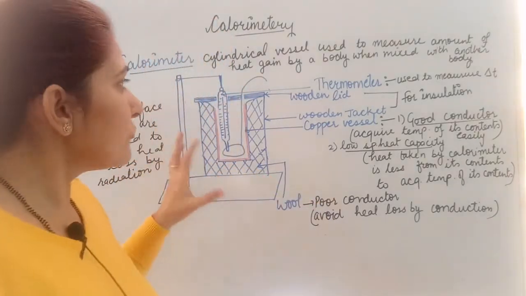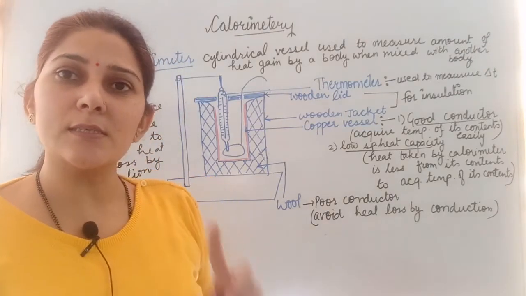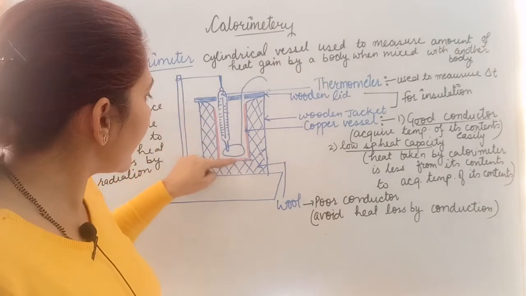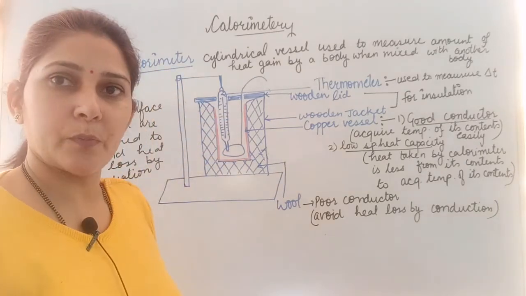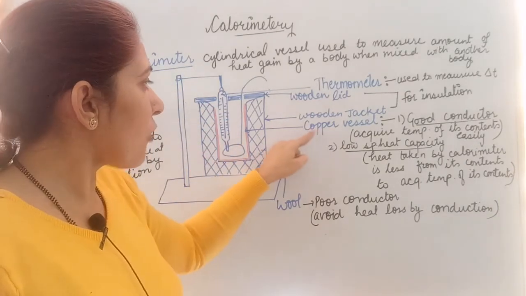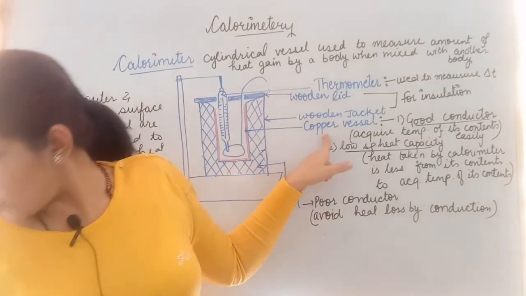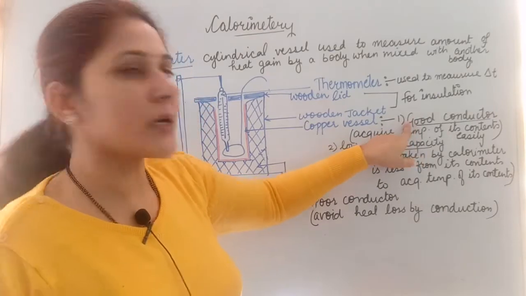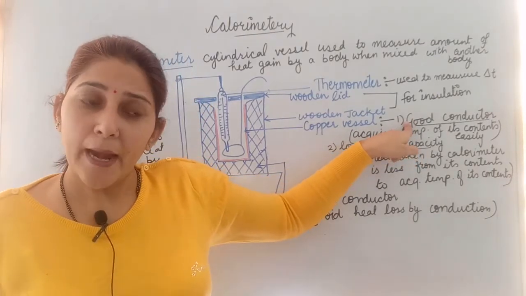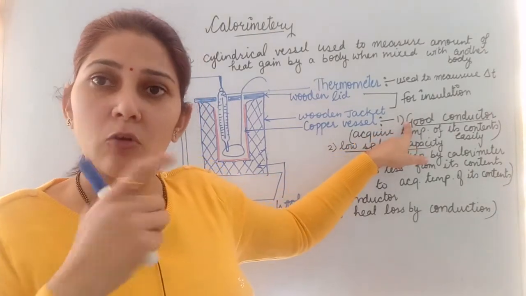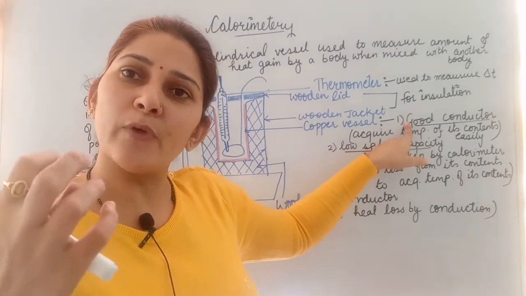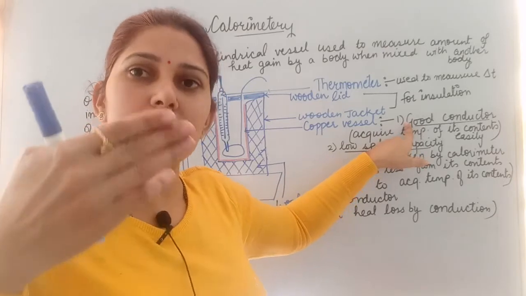Okay, so first of all, as I told you, calorimeter is a cylindrical vessel which is made up of copper. So this inner reddish lining shows you copper over here. Okay, so this is made up of copper. This is the copper vessel. Now the question is, why is copper used over here? Copper is used, first thing, because copper is a good conductor. And as I told you in my previous video, all the good conductors absorb very less amount of heat and quickly raise their temperature.